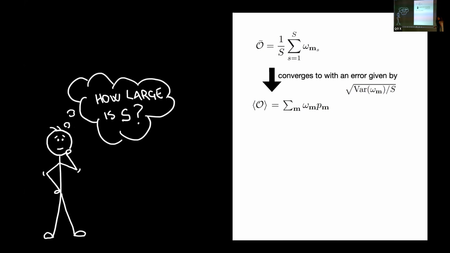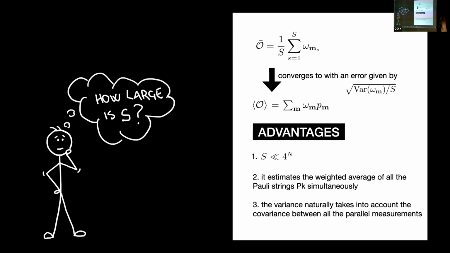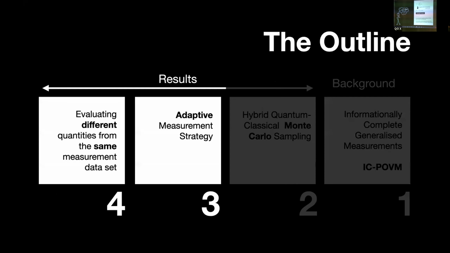So what it turns out really is a consequence of Monte Carlo integration, and for almost all Hamiltonians, unless some pathological cases, this S is really way lower than 4 to the n. And also what is interesting is that you are estimating the average of the Pauli strings simultaneously, all at the same time. So this is the total statistical error. And this is way better, because in this way you naturally take into account the covariance between all different measurements. Otherwise, it would be a problem in the calculation of the Pauli strings.